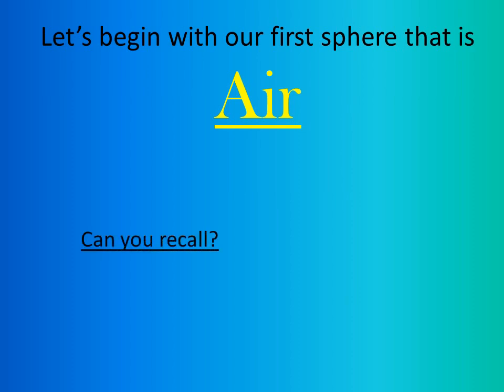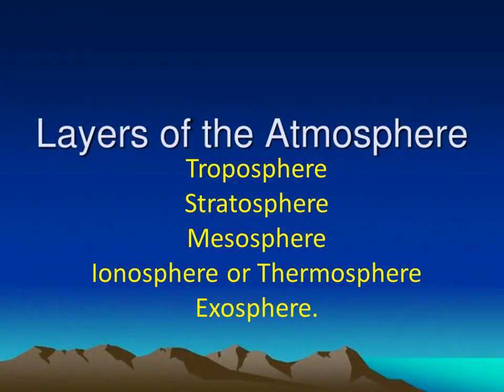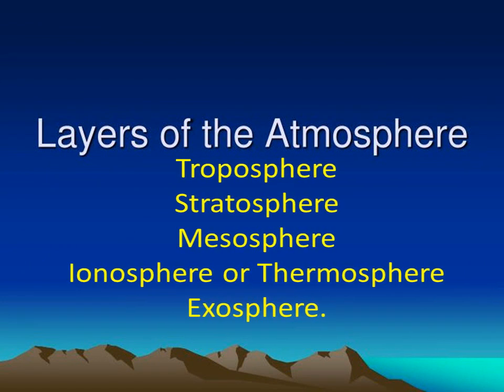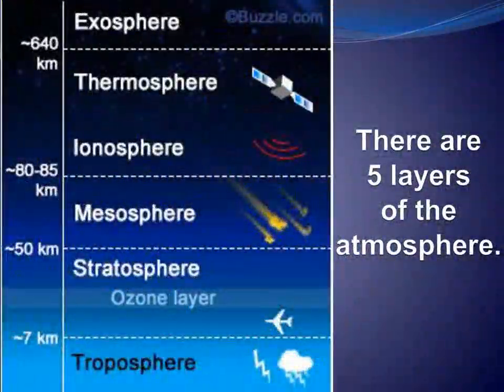Can you recall what are the 5 layers of atmosphere? The layers of atmosphere are troposphere, stratosphere, mesosphere, ionosphere or thermosphere, and exosphere. Let's see what these spheres contain. From the surface, up to 7 kilometers, we have troposphere, and in troposphere the clouds, rain, thunder and lightning all occur.